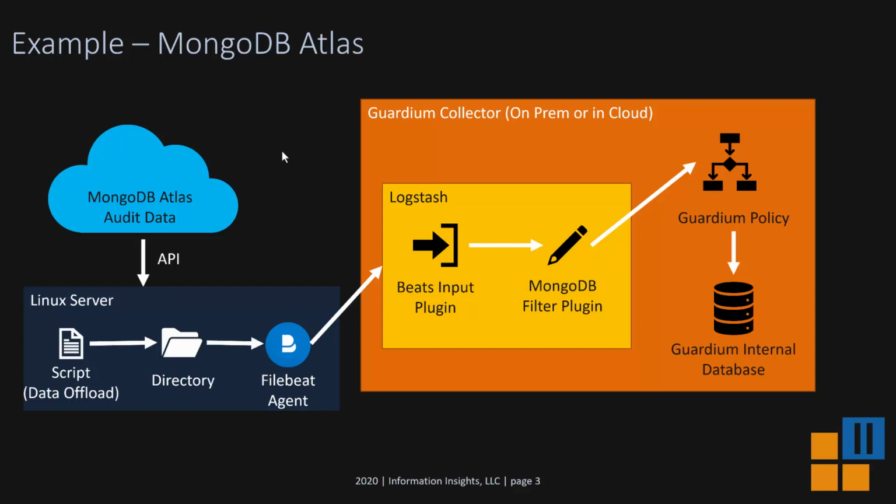There's a Beats input plugin that just comes with Logstash, so we're going to use that. And then we're going to use something IBM provided, which is the MongoDB filter plugin, to get the data into a format that Guardium can understand and put through its policy. So let me show you what that looks like.